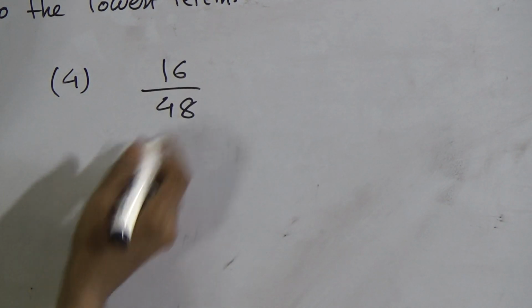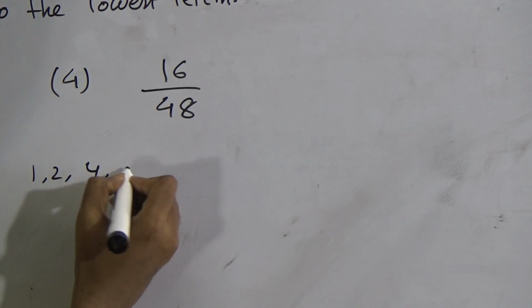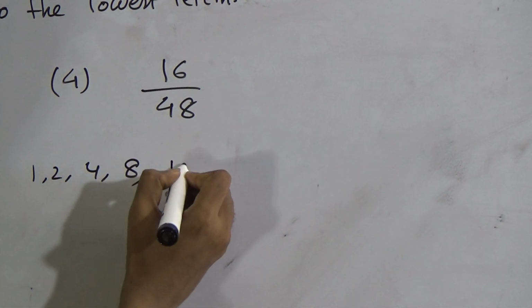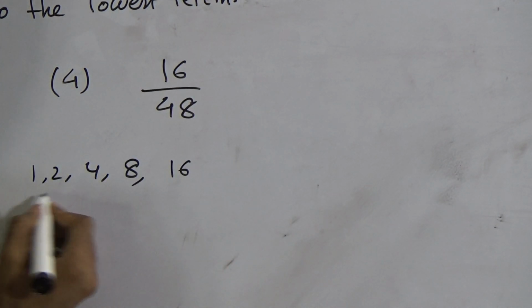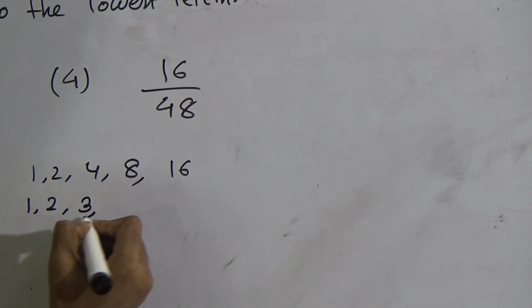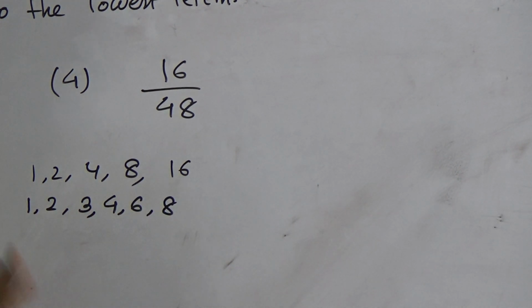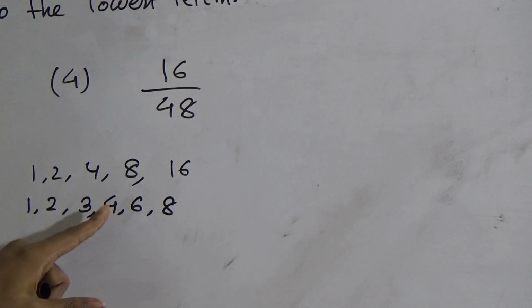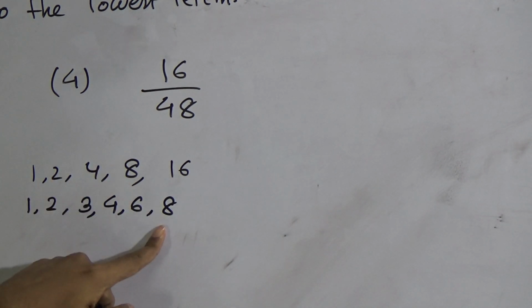What are the factors of 16? 1, 2, 4, 8, 16. Okay? And what are the factors of 48? 1, 2, 3, 4, 6, 8. Okay, student? There are other factors, but no need to proceed because we have already got the common factor between 16 and 48. Okay? 8 and 8.